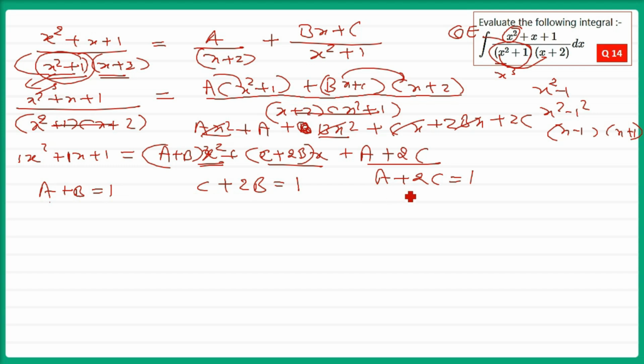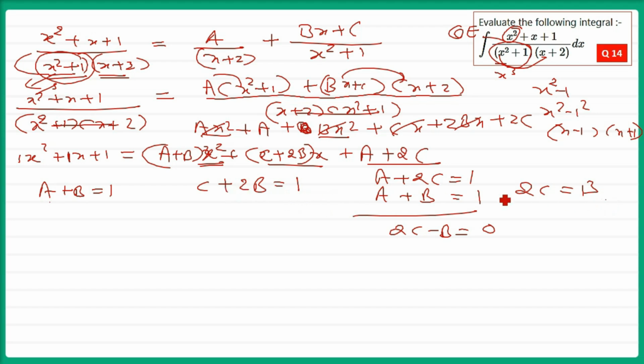So you can do it in any way. This is very simple for you, but I am trying to make it minimum effort taking. So I am writing A plus B below A plus 2C. Subtracting these two, 2C minus B equals 0. So 2C became equal to B, or you can write C equals B by 2.